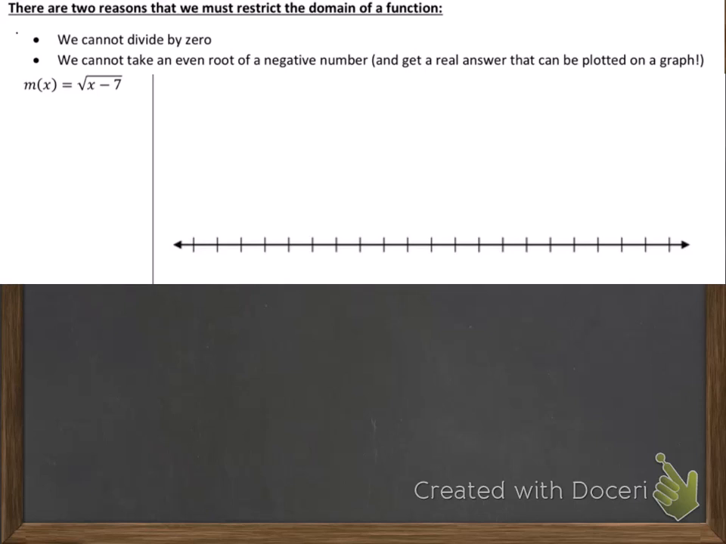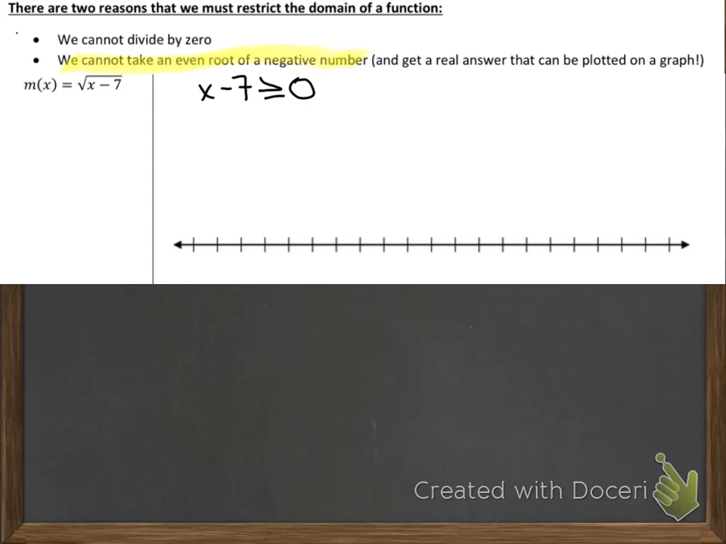Let's look at this next problem. We don't have any division, we don't have any variables in the denominator, so that's not a problem. However, we are trying to take the square root of something. We can't take the square root of a negative number, so we have to restrict x minus 7 and say that it has to be greater than or equal to 0. It can be 0, the square root of 0 is 0, that's fine. It can be positive.